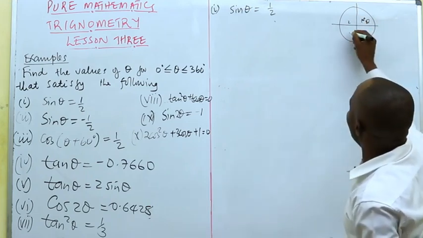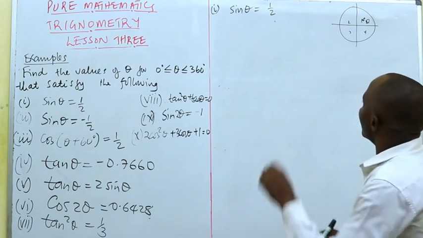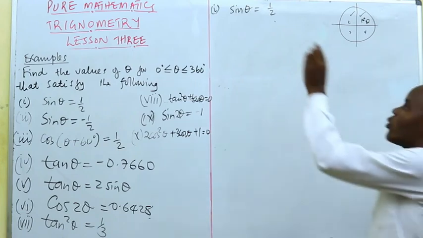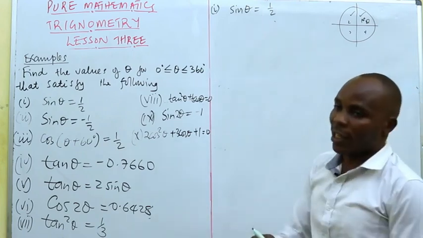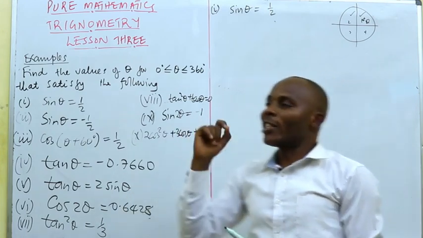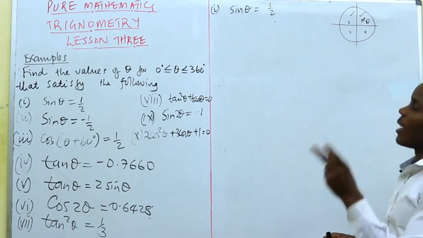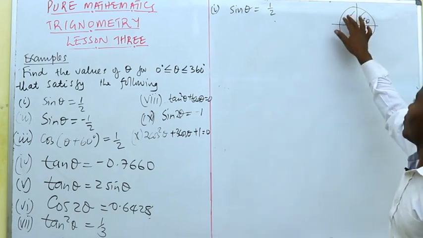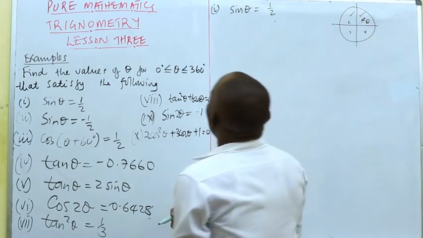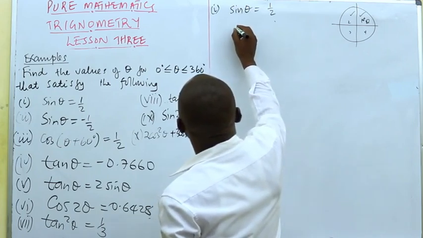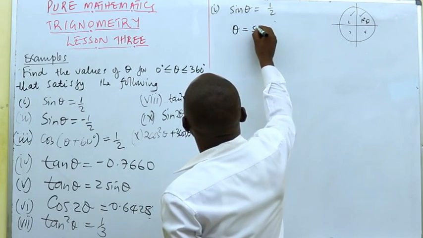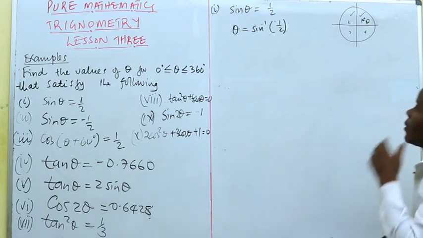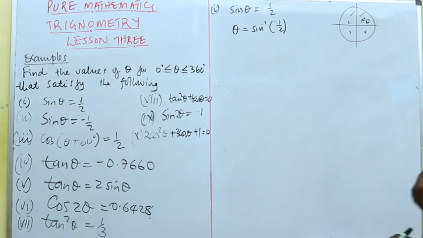second, third, and fourth. We say sine is positive in the first and second. Now look at what we have. We have a half. That is our ratio. So I expect angles in the first and second because our half is positive and the sine is positive in the first and second quadrant. So how do you get the theta? You just say theta is equal to the sine arc of a half.